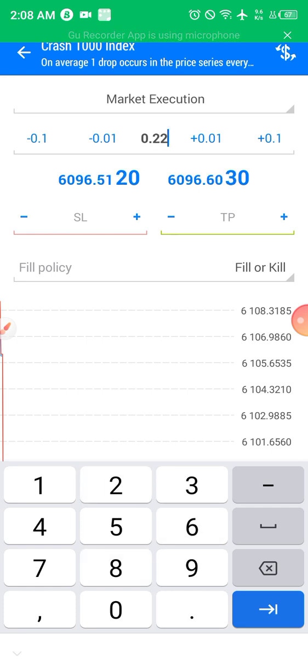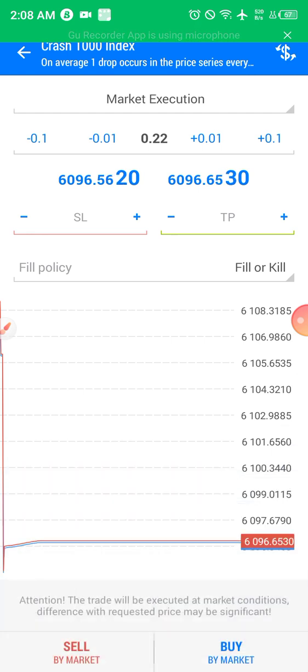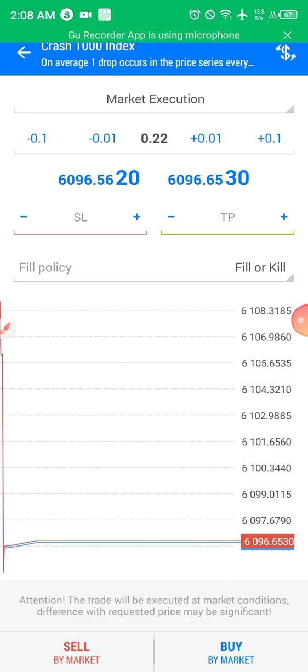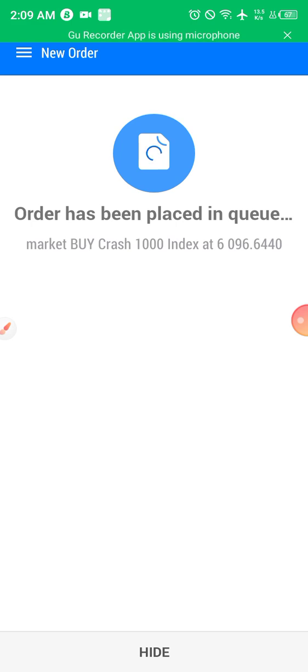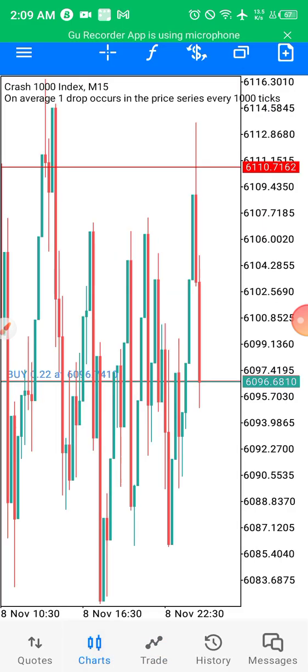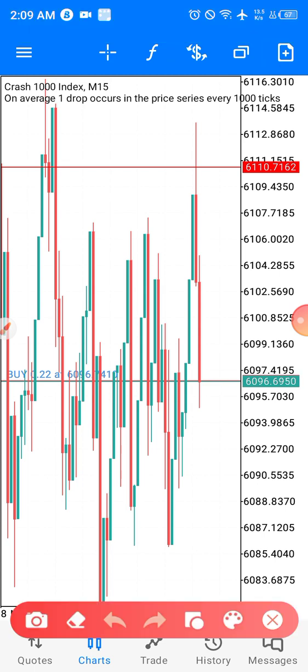Okay, so let me say 2. It's 0.022, 0.22, right? Then I'm just going to place my buy because I want to follow the tick. That's why I'm doing this. Because I want to follow the tick, that's why I'm using the small lot size. So I'll click buy.